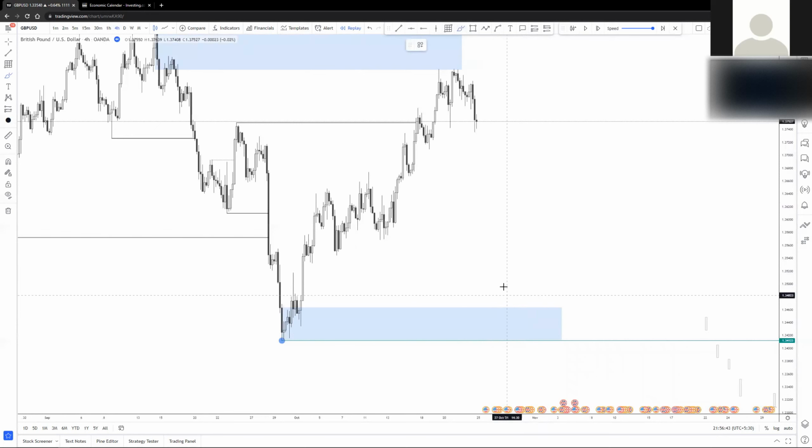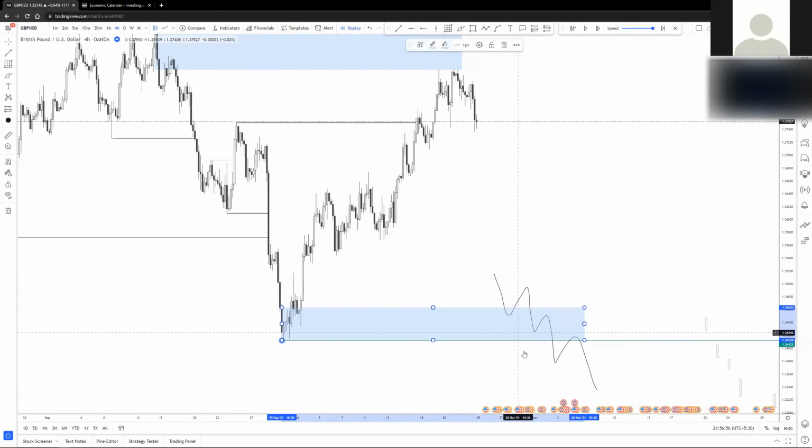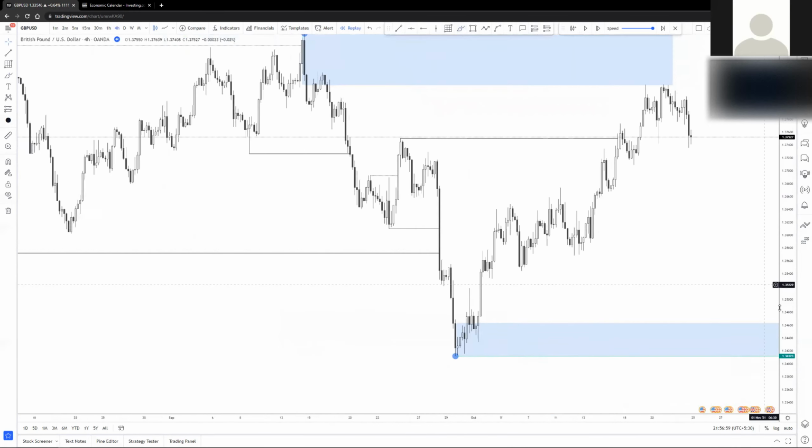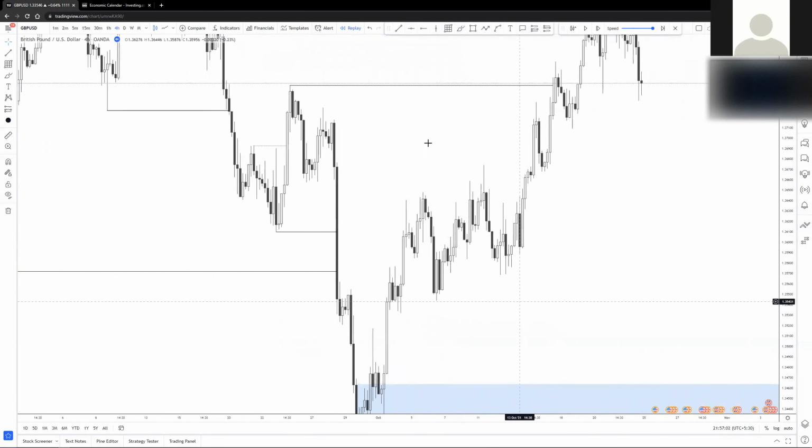Because once it gets here, this is what you want to see: a strong low getting formed. If price did not give you that, it'll just go straight through it. All you have to do is delete it. That's not going to cost you anything. So have these areas marked out. This is just an area of interest. That's it.